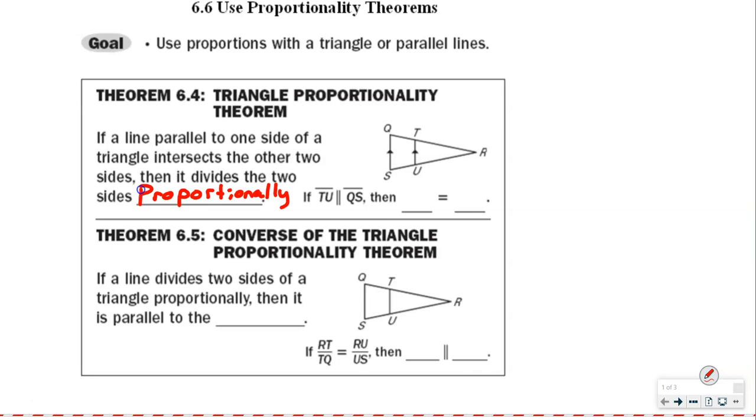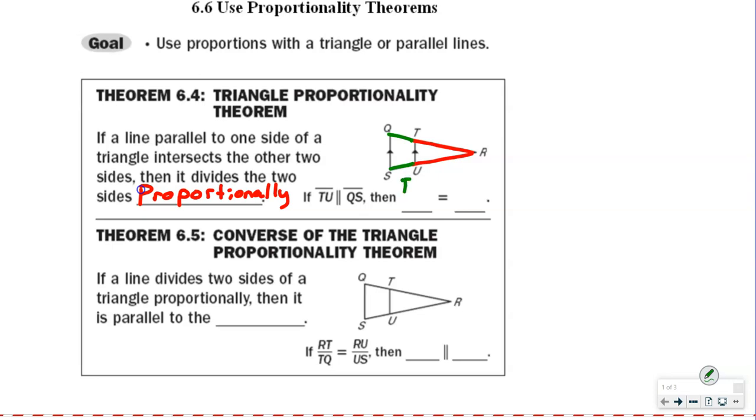Proportionally. So what this is talking about is if TU is parallel to QS, and that's marked for us, we can see that TU intersects the other two sides. And it's what it means to divide those sides proportionally. We're going to say that RT is going to kind of match up with RU and TQ with US, and we can make a proportion with QT and RT and SU and UR or RU.